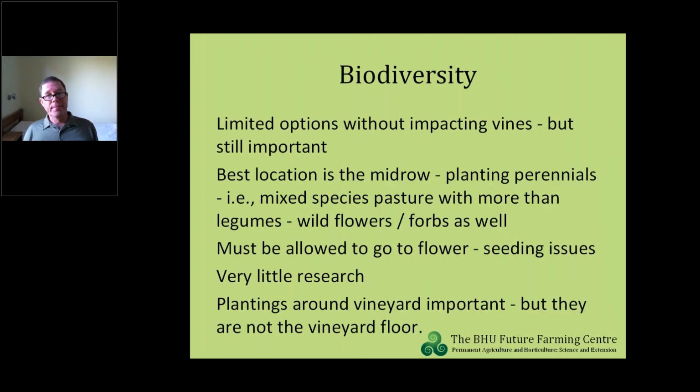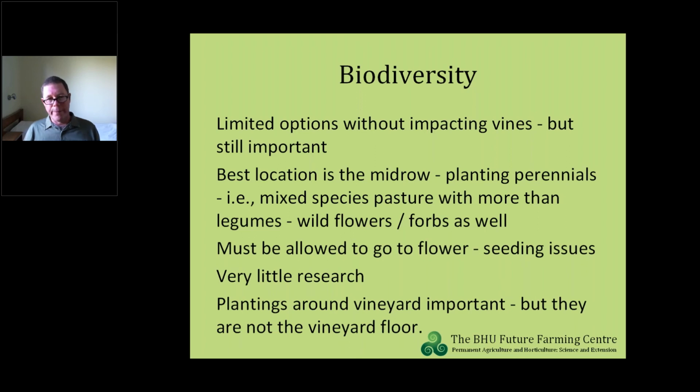And biodiversity. Ideally with biodiversity, we would have huge numbers of all kinds of different plants, including woody plants. But of course, we have a vineyard to run, so we have limited options for what we can do before we really seriously impact the vineyard. So for me, for the general improvement of biodiversity, the best place to plant a biodiverse range of plants is the mid-row. We're really looking at a mixed species pasture: legumes, the grasses, and the forbs, the herbs as well. The problem is the typical approach to this stuff is to mow it on a regular basis, but that's wrong. We need to let these things get big and go to flower and seed, but then we have problems with seed being produced in the vineyard.